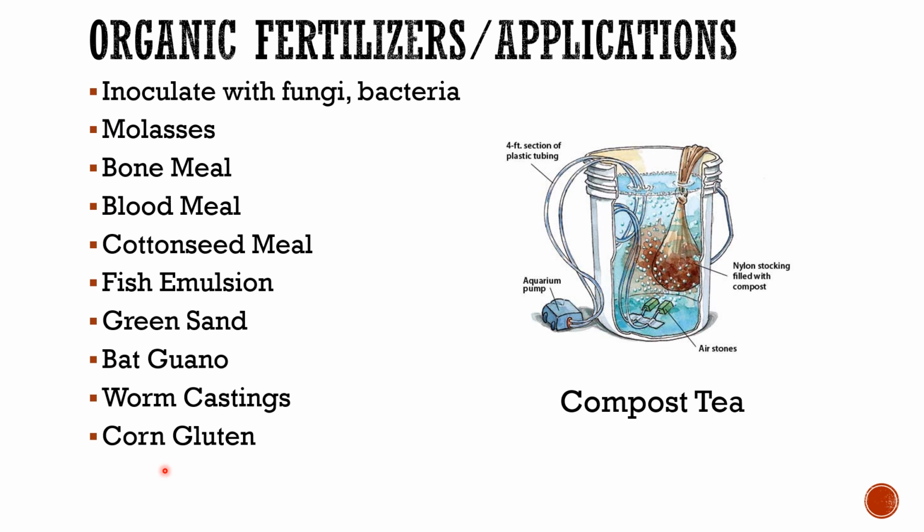Corn gluten is an amazing product that can be used on your lawn. The NPK ratio of this is 8:0:0. Nitrogen, but not the others. It will help prevent the growth of new weeds. So it acts as a pre-emergent. It prevents seeds from sprouting.